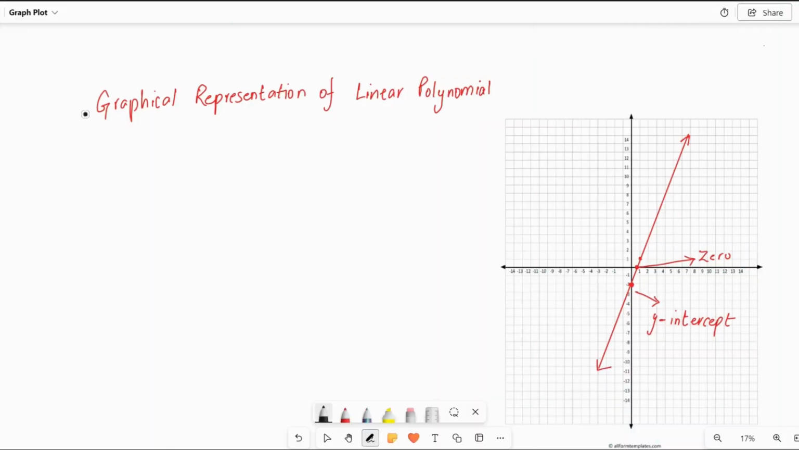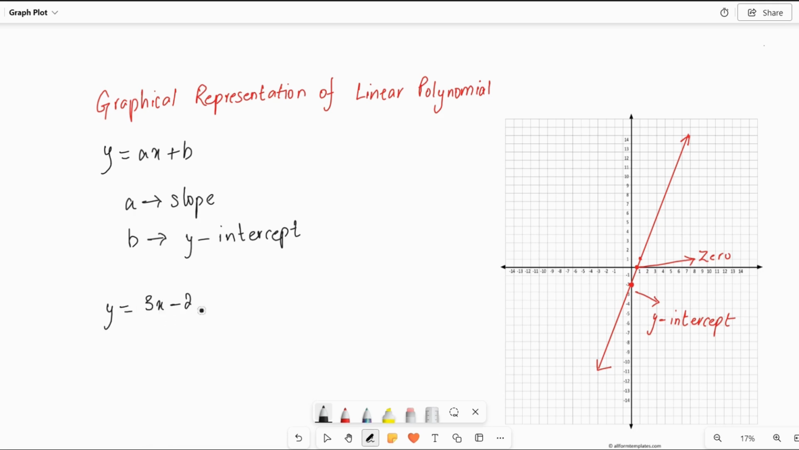Now, let us focus on linear polynomials. A linear polynomial is a straight line. The general form of a linear polynomial is y equals ax plus b, where a is also the slope of the line and b is known as the y-intercept. So taking an example, let us graph y equals 3x minus 2.